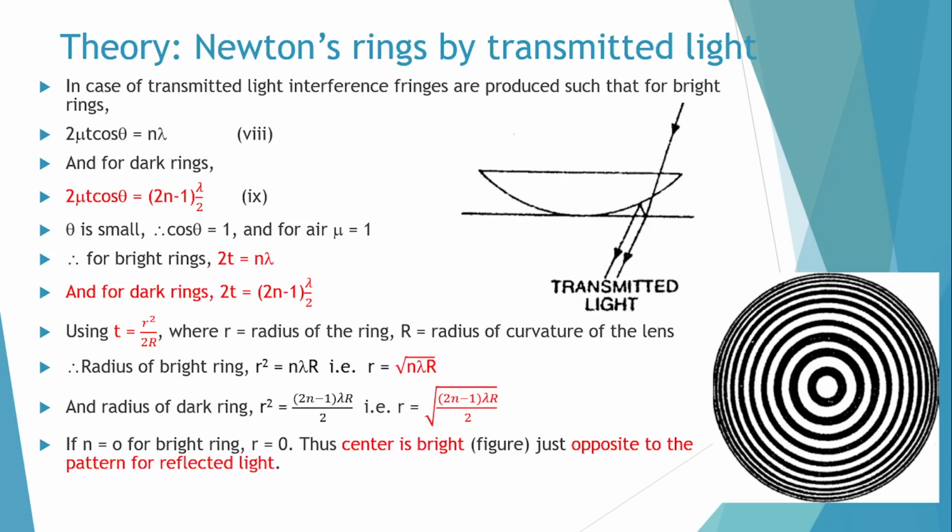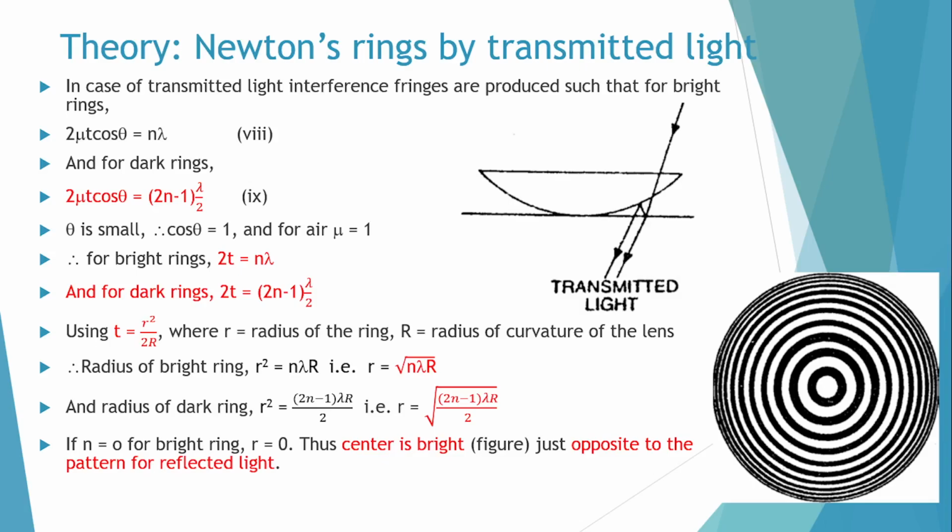is 0. That means for the bright ring the radius is 0, so the center is a bright spot, not a bright ring. It is just opposite to what we have observed in case of reflected light, where the center is a dark spot, not a ring. So here it is a bright spot, opposite to the pattern of the reflected light. So you can observe here.